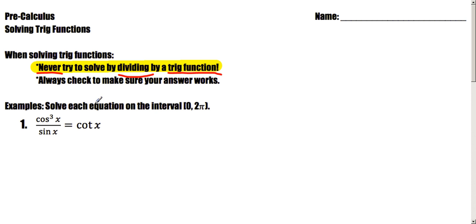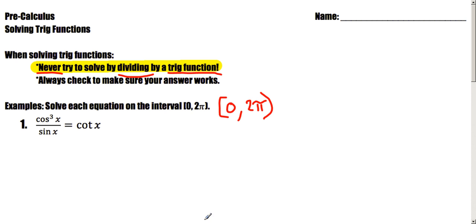This one says solve each equation on the interval 0 to 2 pi. It's hard to see that. Let me rewrite that. The font is kind of funny. Including 0, not including 2 pi. So any angle in our unit circle from 0 to 2 pi. So number one, cosine cubed of x over sine of x equals cotangent of x. We want to solve for x.